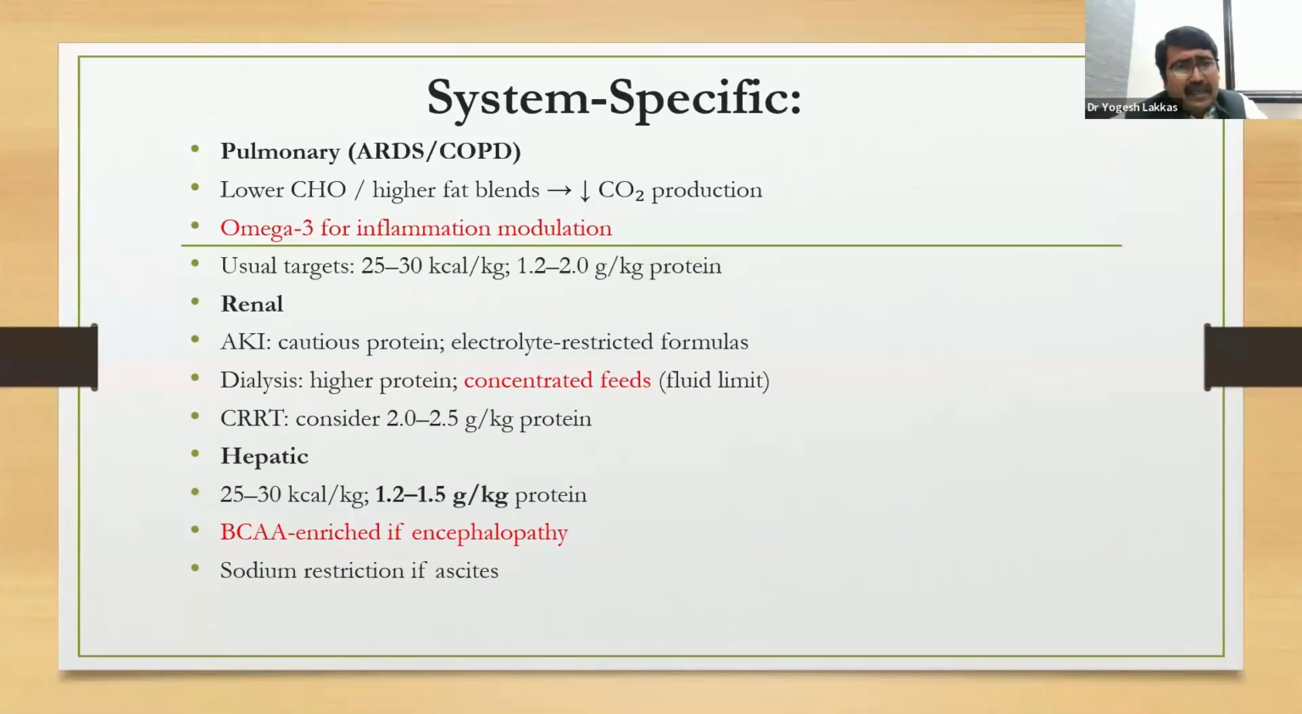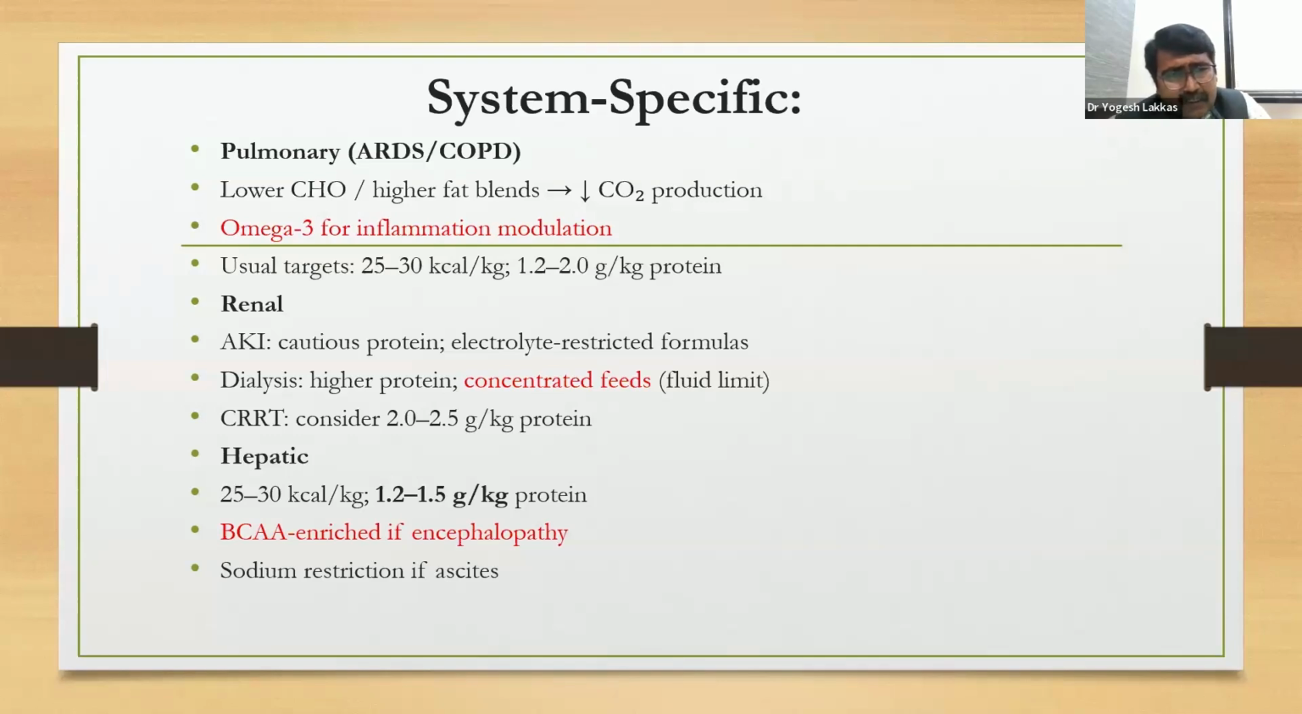Then renal, one has to be cautious with the protein. Then electrolyte restricted formulas. In dialysis patients, higher protein needs can be there. Concentrated fluids to limit the fluid load, that will be planned. Then CRRT, consider a higher protein in CRRT patients that we have seen.